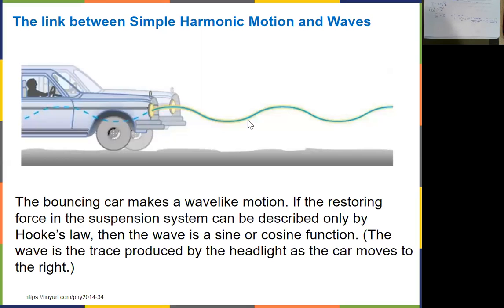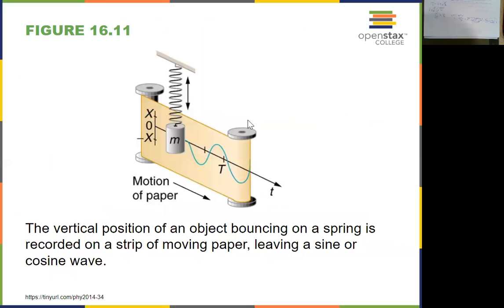All right, and then actually this can be demonstrated in lab. So if you have a mass attached to a spring, if you pull the spring to a certain stretch and then release it, it will go back and forth. Now, if you put a conductive paper underneath it and then roll it with a certain speed, okay, then you'll see the motion of the mass as like a wave on the paper here, okay.